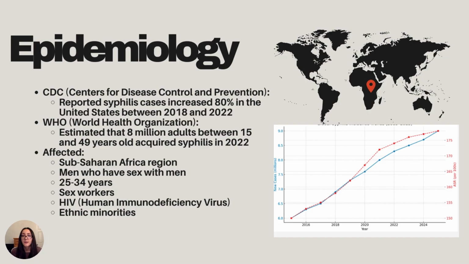Certain populations are at higher risk. This includes people in the sub-Saharan African region, men who have sex with men, people aged 25 to 34, sex workers, individuals living with HIV, and some ethnic minorities. And the blue line on the graph shows new cases in millions globally, and we can see how it's increased over the years.